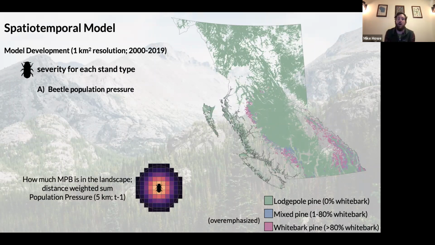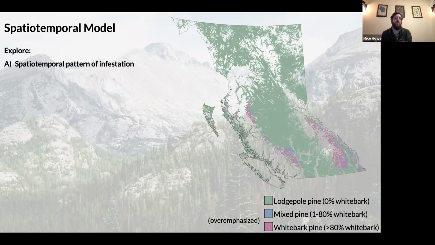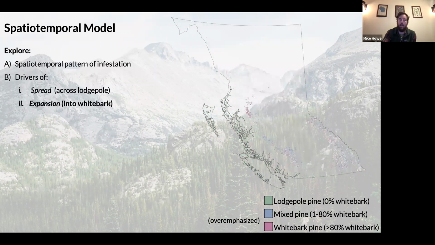So in order to develop this model, we created estimates of beetle population pressure, which is how much mountain pine beetle is in the landscape, which is a distance weighted sum. And we calculated this at both 5 kilometer and 1 kilometer scales. And then we also included a whole host of other predictors that we know are important in this system. So our ultimate goal after we compiled all of our data was to explore the spatiotemporal pattern of infestation, and then predict and explore the drivers of spread across lodgepole and then expansion into whitebark pine.